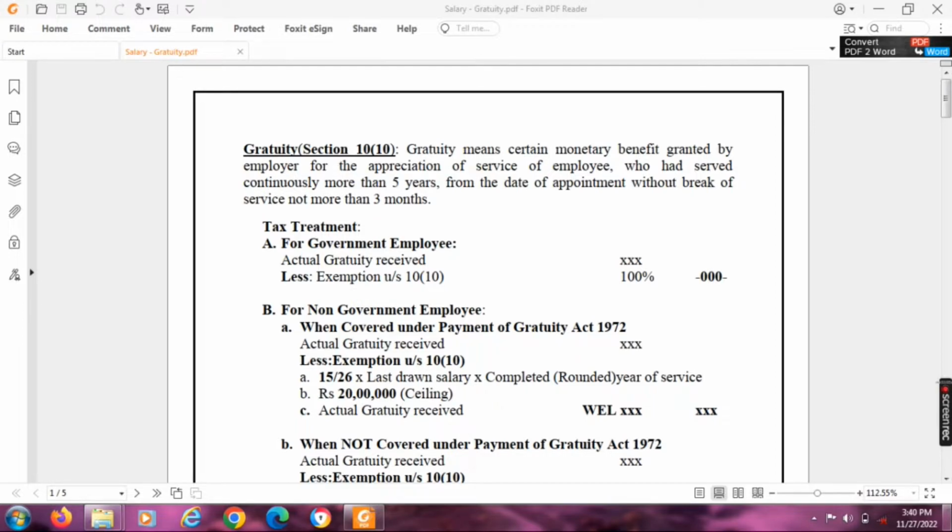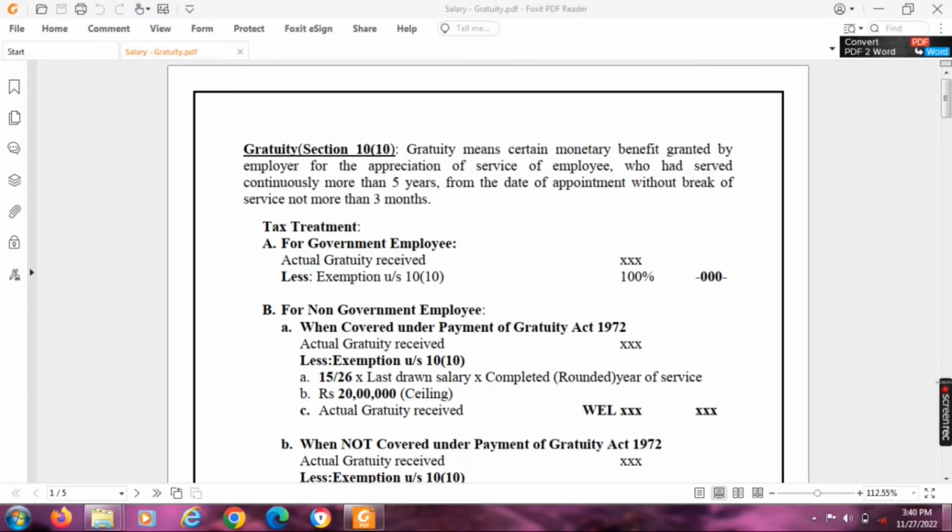What's the tax treatment for gratuity? For a government employee, the actual gratuity received, less exemption under Section 10(10), is 100% exempted. So the taxable portion will be zero. For a non-government employee, there are two options.